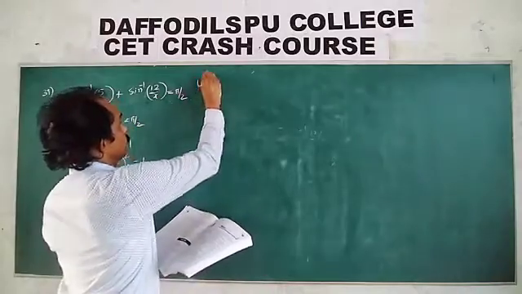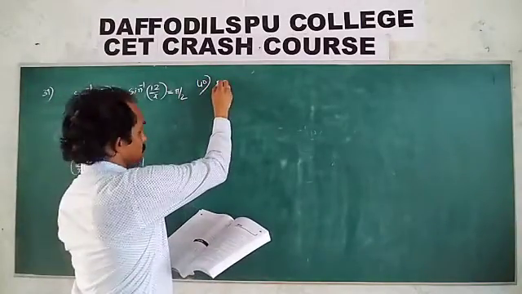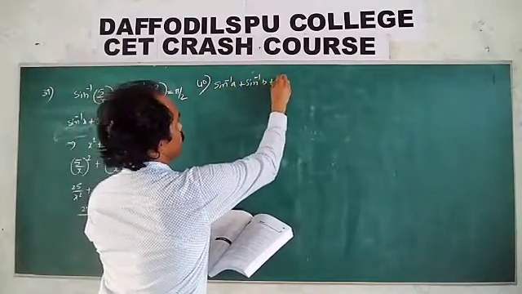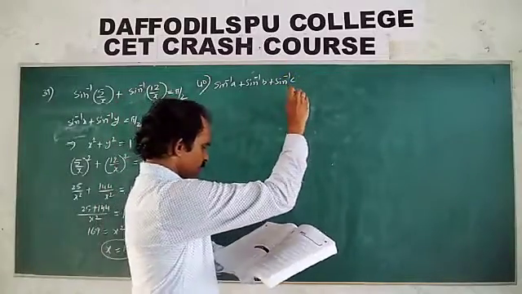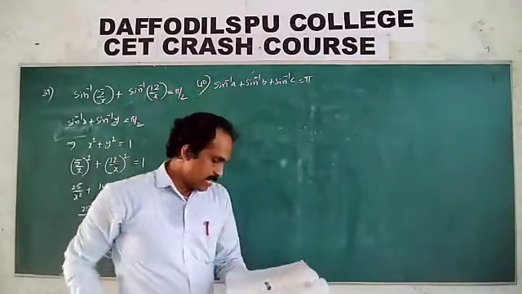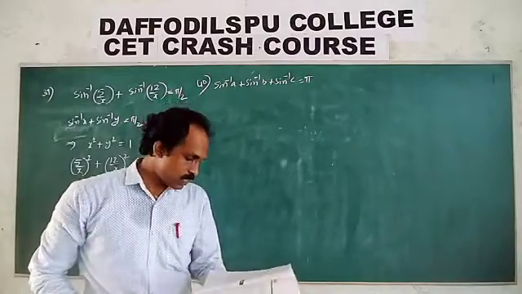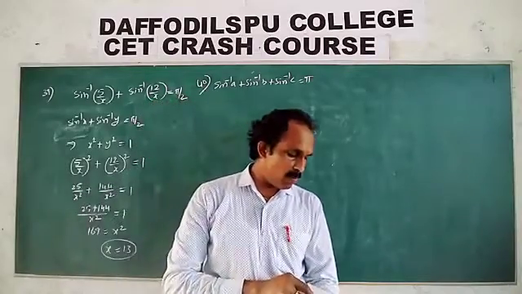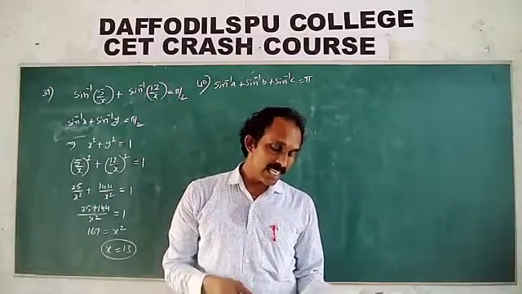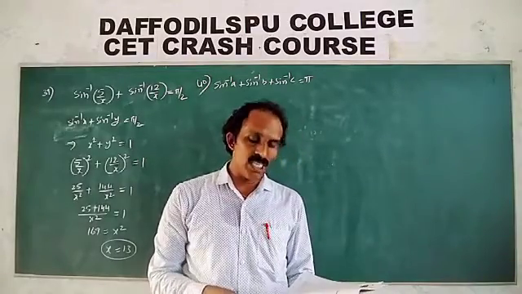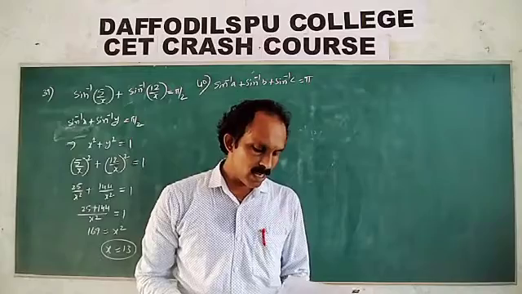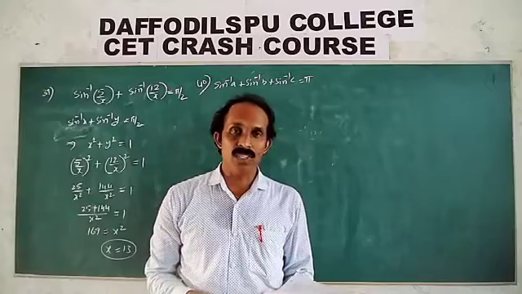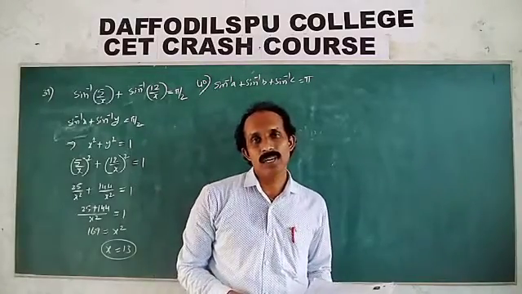Question 40. Sin inverse a plus sin inverse b plus sin inverse c is equal to pi. Then the value of a into 1 minus a square plus b into 1 minus b square plus c into 1 minus c square will be... okay, one second, the synopsis: if sin inverse x plus sin inverse y plus sin inverse z is equal to pi, then x of 1 minus x square plus y of 1 minus y square plus z of 1 minus z square is equal to 2 times xyz.